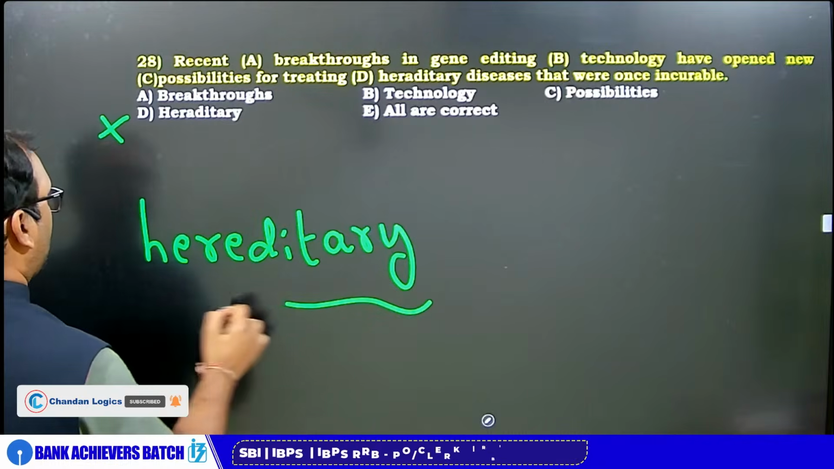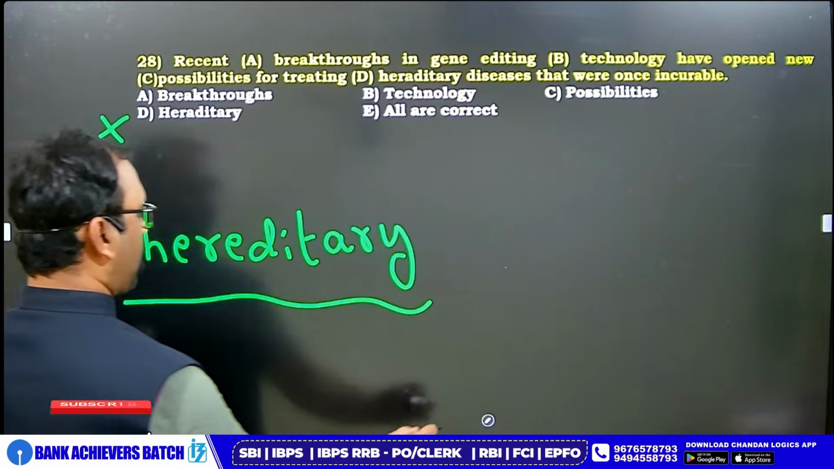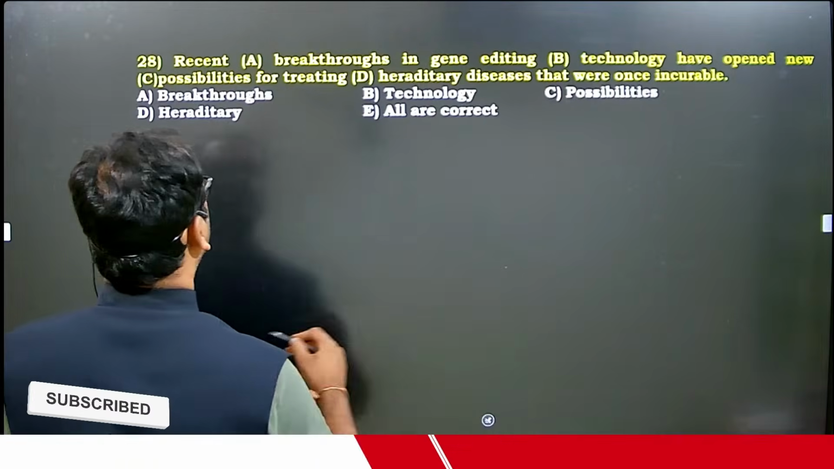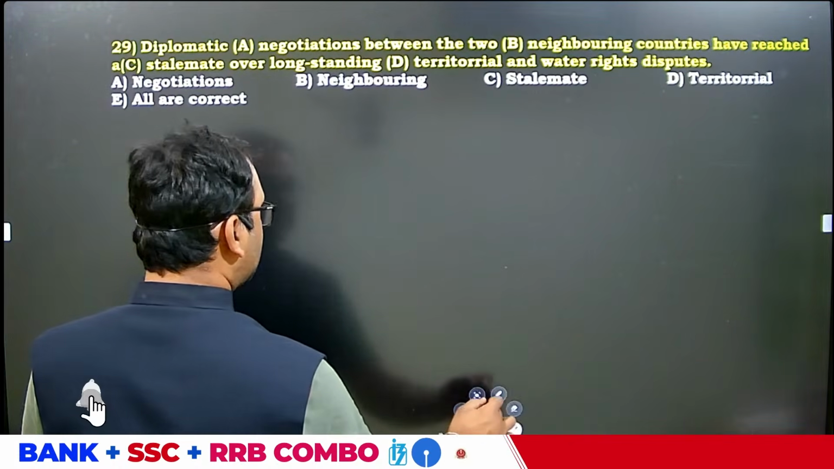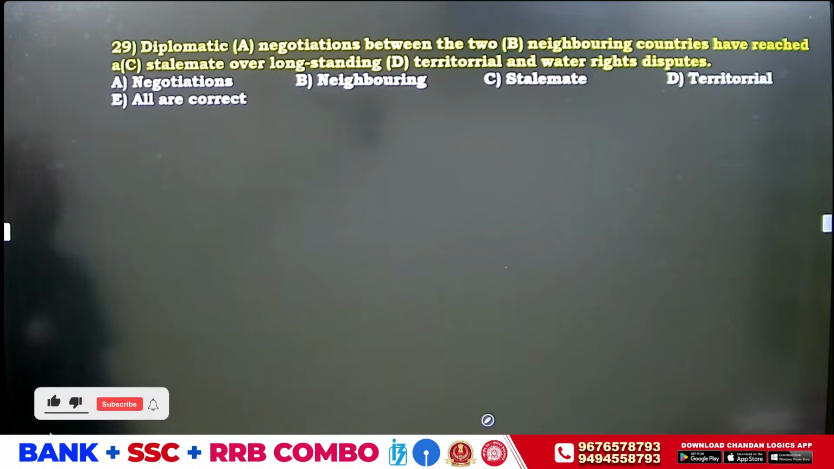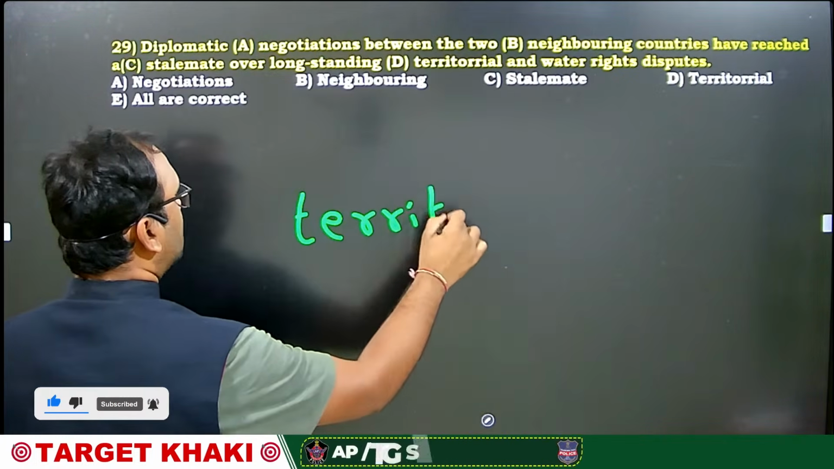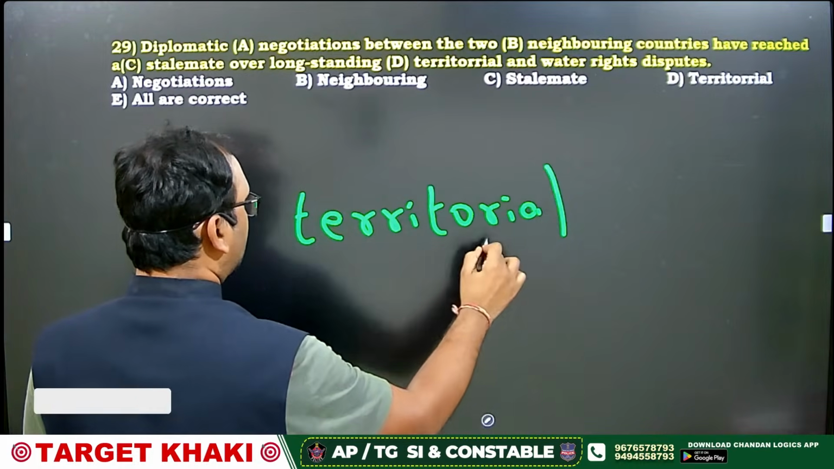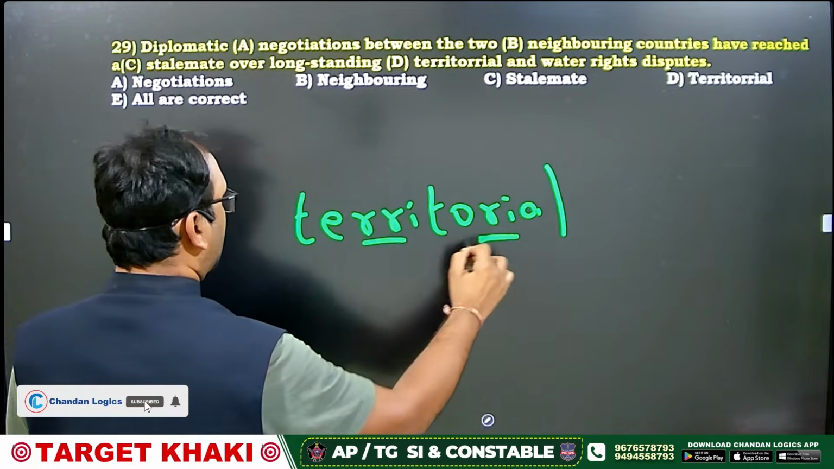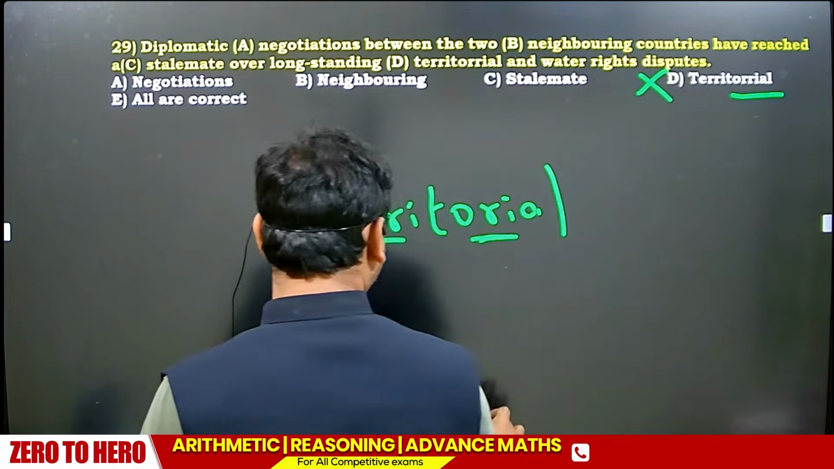Hereditary spelling wrong. Okay. Wow, nice. Negotiations, neighborhood, stalemate, territorial. Guys, territorial spelling wrong. Only one R here. Here double R, here one R. Territorial spelling problem.